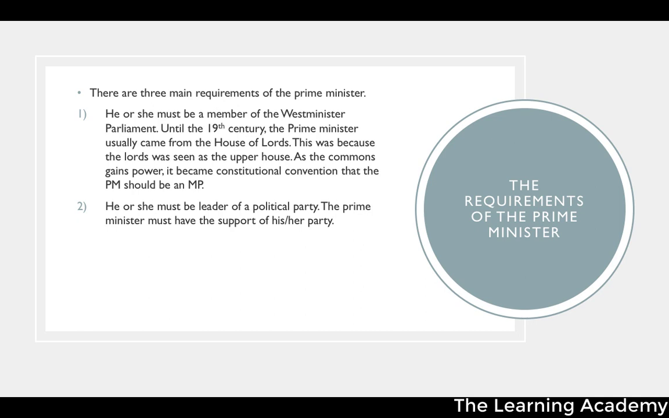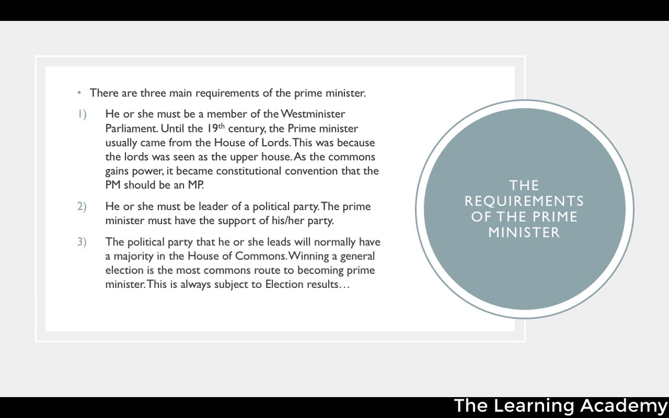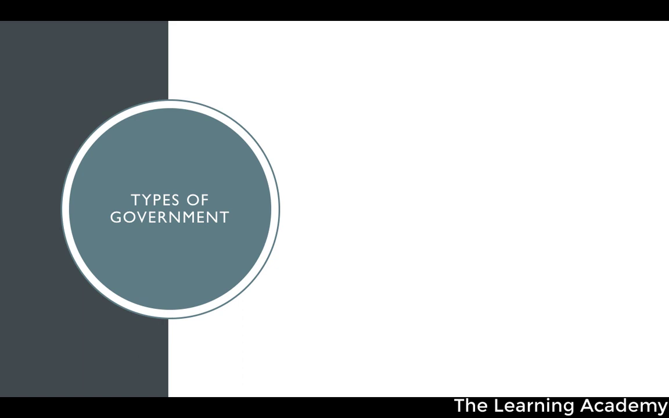He or she must be leader of a political party. The Prime Minister must have support from his or her party. And the political party that they lead will normally have a majority in the House of Commons. So this is done by winning a general election. Generally, okay, this is the most common way in which you gain a majority in the House of Commons. Okay. And this is always subject to election results.